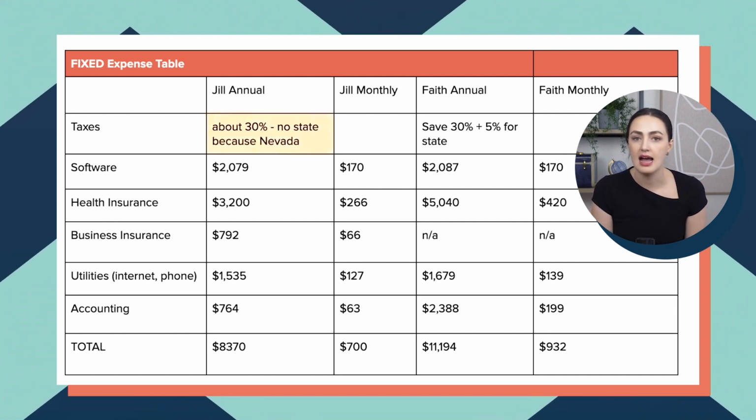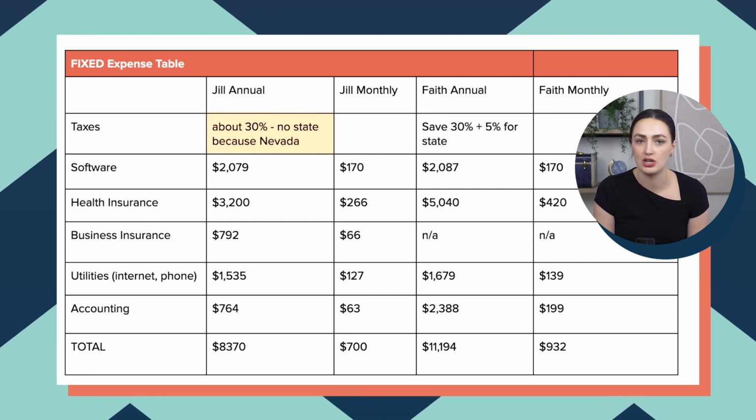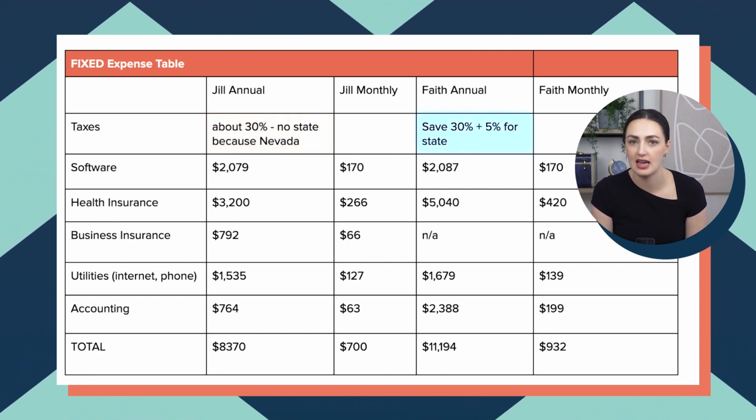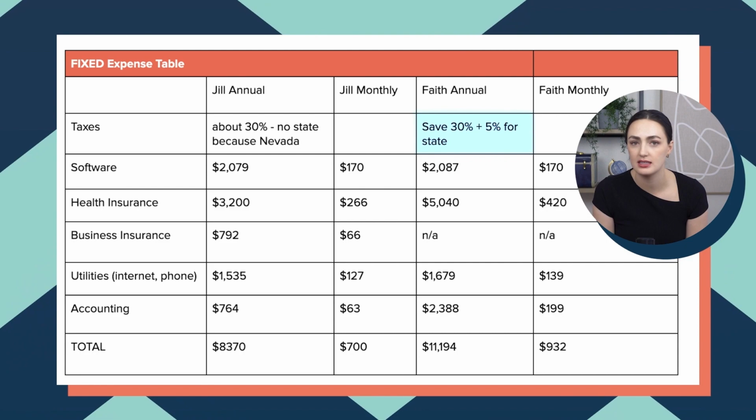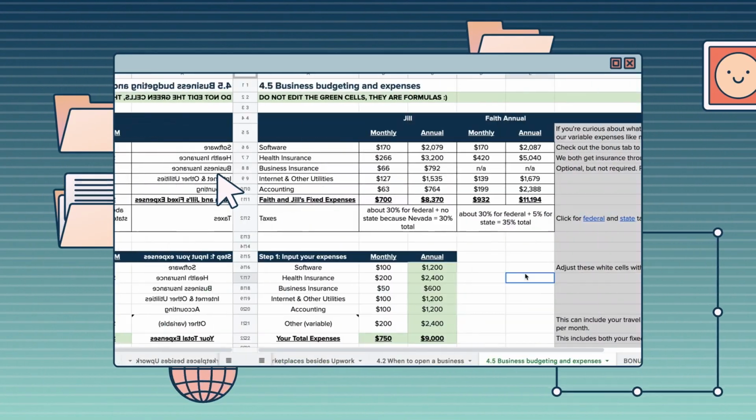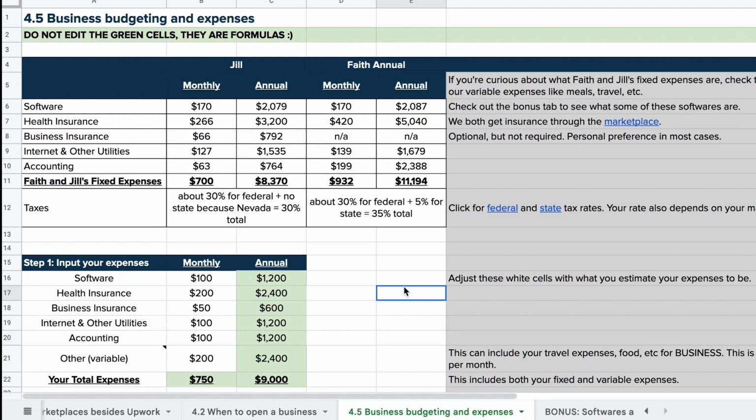Tax-wise, I live in Nevada, which has no state income tax, and Faith has set aside 5% for state income tax since she lives in Hawaii and I don't. Let's jump into this sheet. So you can use the expenses we have as your estimate or input your own.